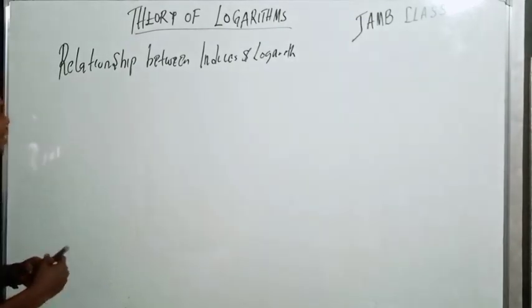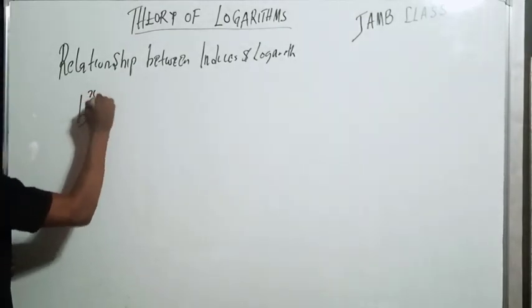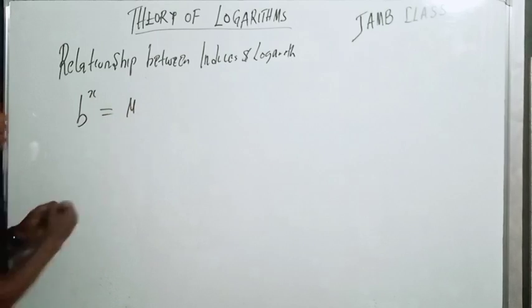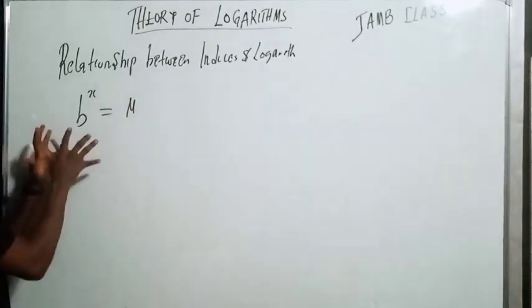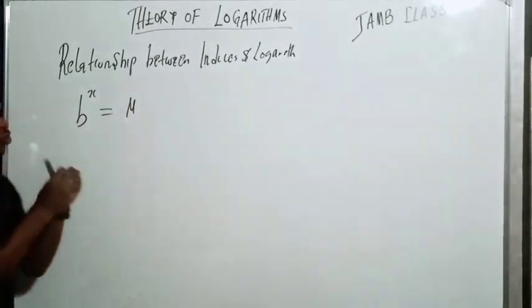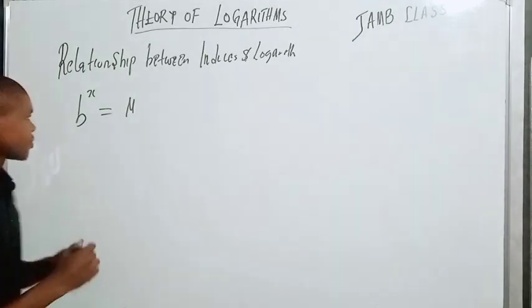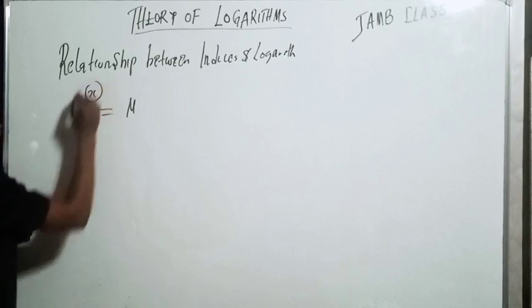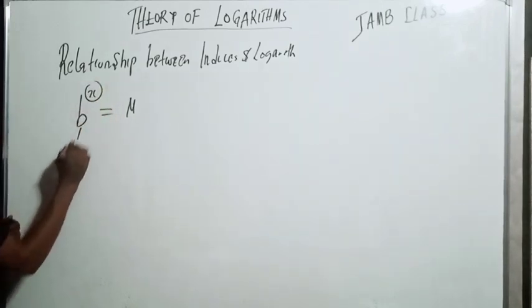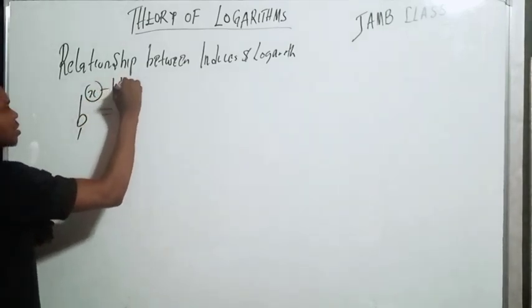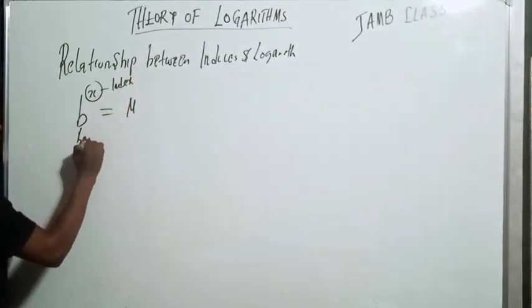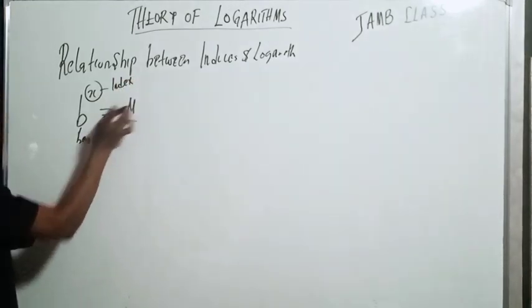Now in indices, we have b raised to x equals n. How do we rewrite this one? This one is in indices format. So how do we write this in logarithm format? Therefore, x is the power, which is the index. Here is the base, and here is your value.